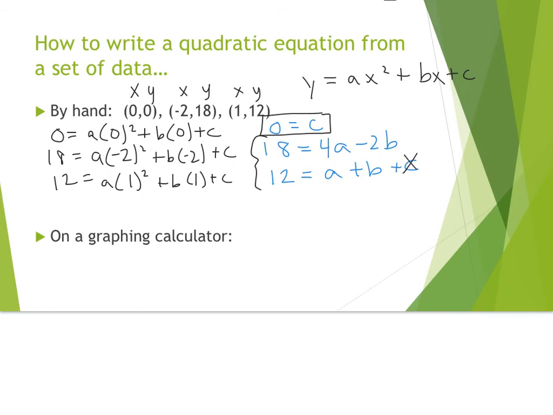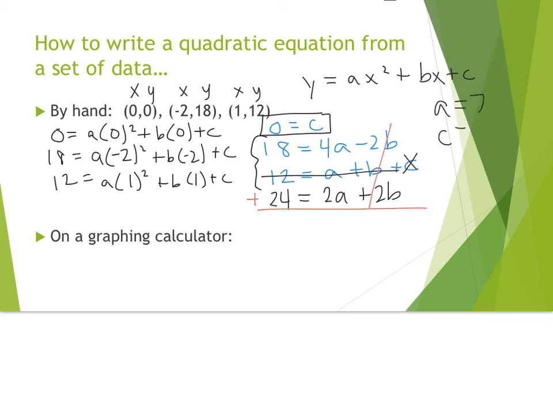Now I have this system of 2 equations where I need to solve for either a or b. So I think what I'm going to do is multiply the bottom line by 2. That's going to get my b's to cancel out. So I'm going to multiply the bottom by 2 and get 24 equals 2a plus 2b. So now I can use elimination and add these 2 equations together. These 2 will cancel out, and I'll have 6a, because 4 a's and 2 a's is 6 a's, equal 18 plus 24, which is 42. So I'll have 6 a's equals 42, so a has to be 7.